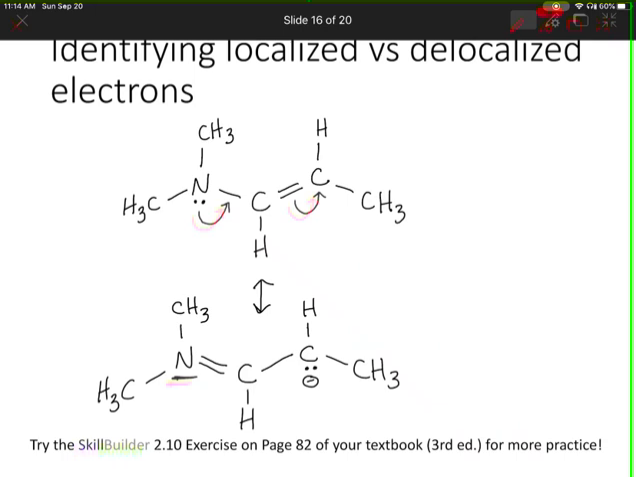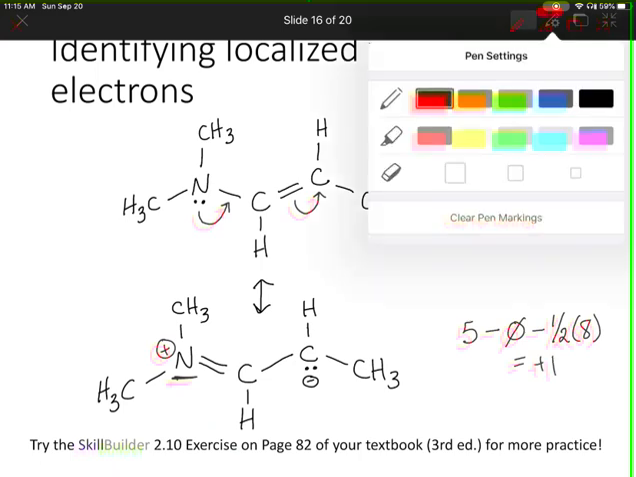Okay, so the formal charge will be +1 on that nitrogen because remember, nitrogen has 5 valence electrons. In this particular structure, it doesn't have any lone pairs of electrons, and then it's sharing 8 electrons. So that's 5 minus 4, which is +1.